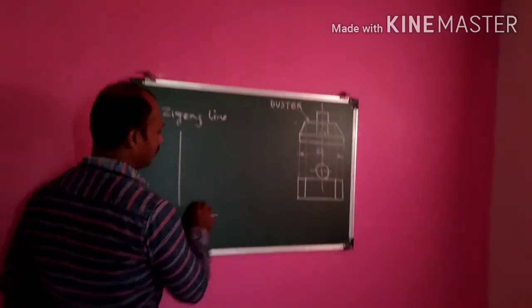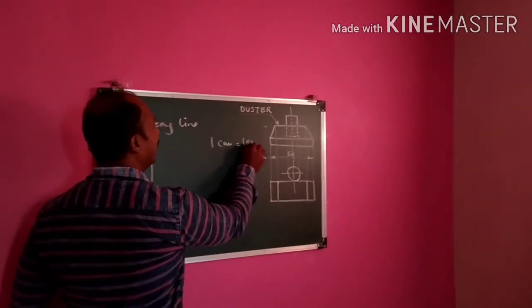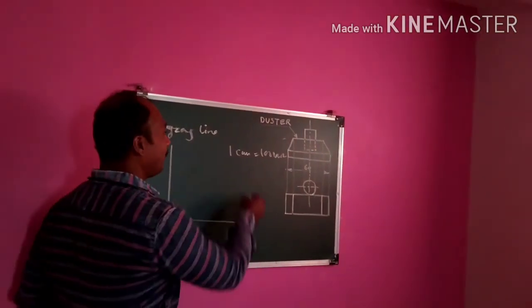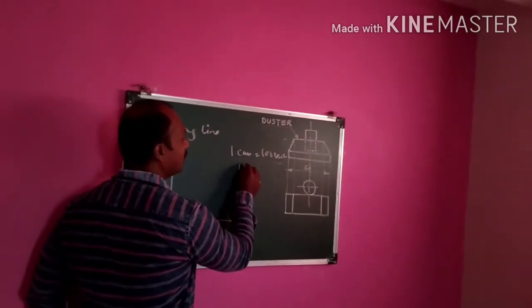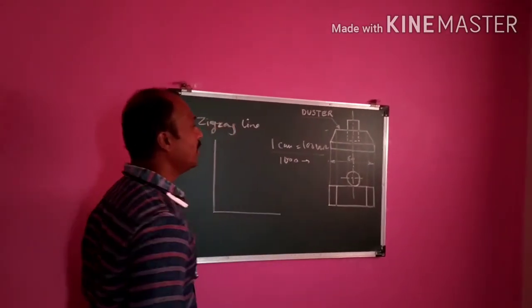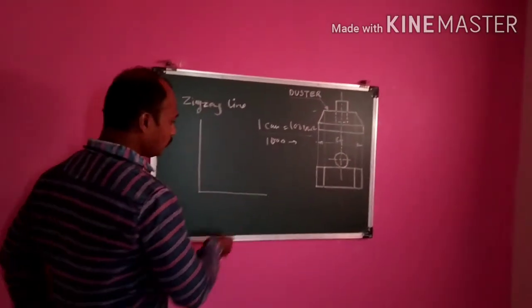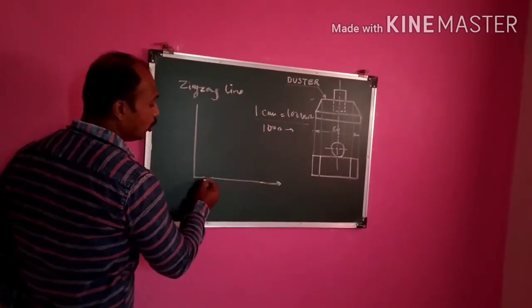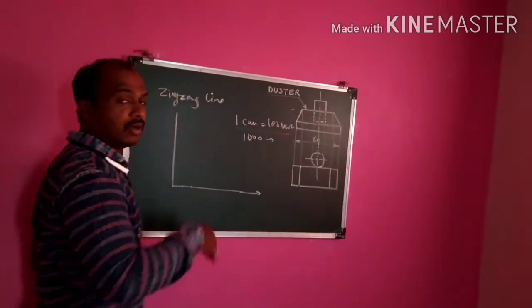In the graph, suppose this is a graph and I want to use the scale as 1 centimeter equal to 100 units. But our observation starts from the 1000 points, while the unit is 1 centimeter equal to 100 units. So what is required here? On this line, 1, 2, 3, 4 like this, you have to mention 100 up to 1000 here, and thereafter our observation will start.